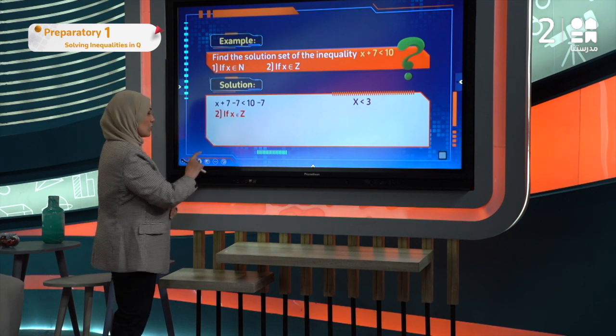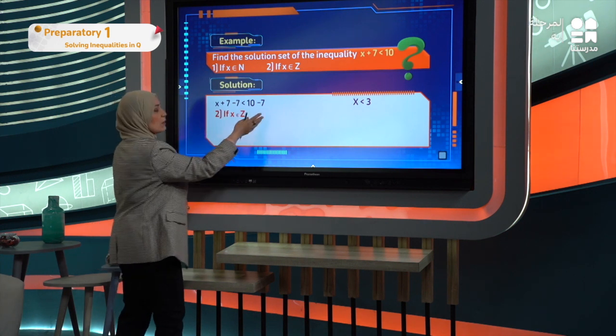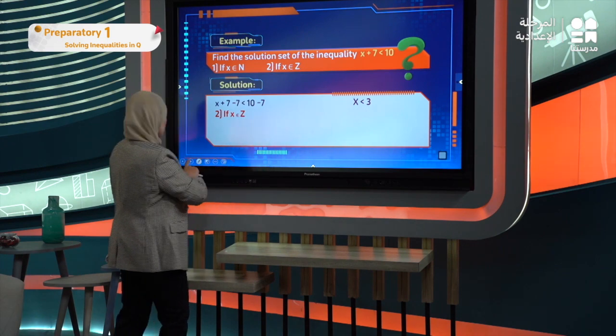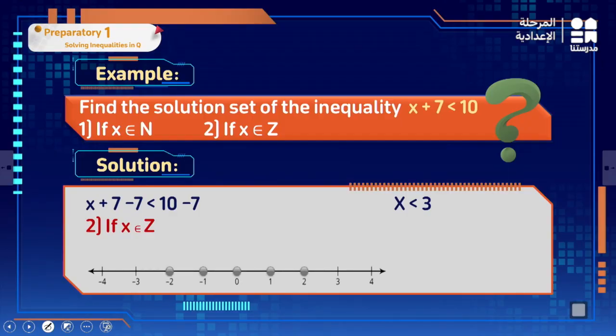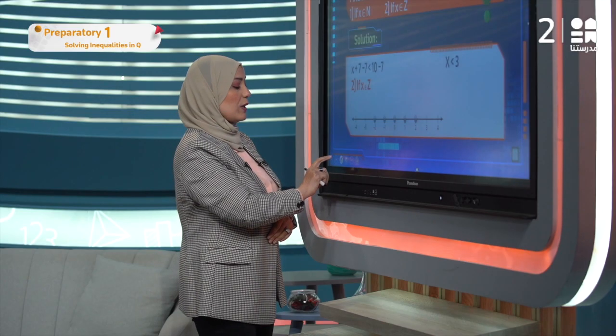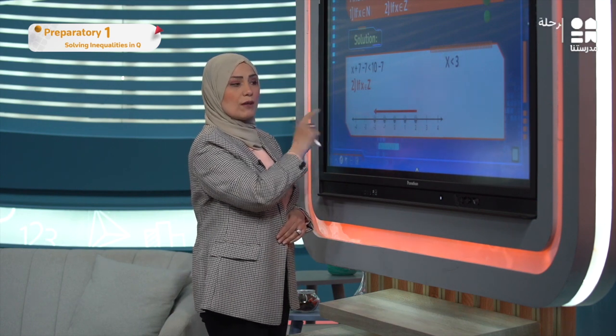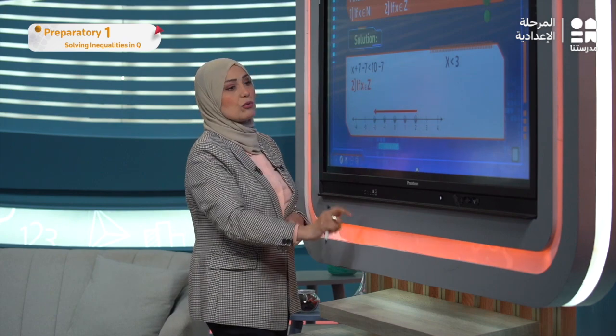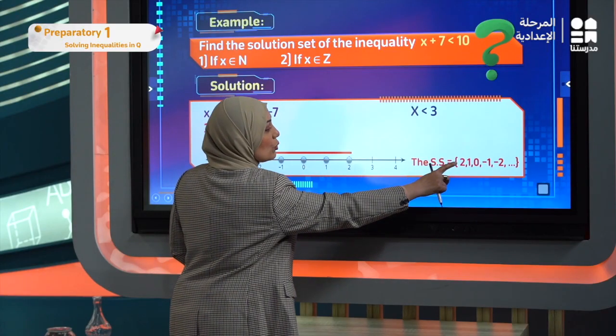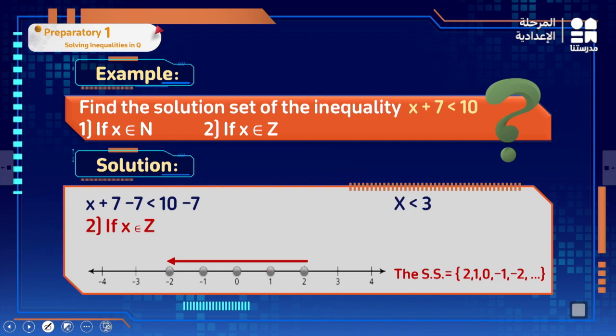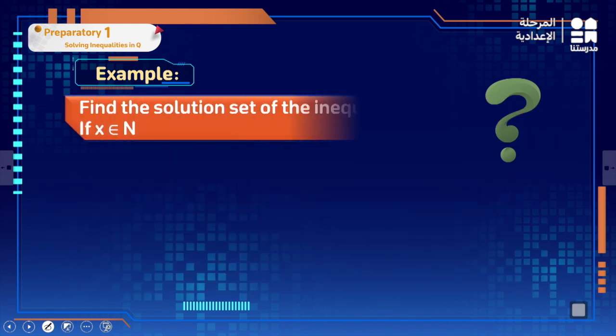If x belongs to Z, the integer numbers, positive, negative, and 0, we are going to take any number less than 3: 2, 1, 0, and move more to the negative numbers: negative 1, negative 2, negative 3, and so on. So we can draw a line above it to take all the values to the left. And the solution set here is 2, 1, 0, negative 1, negative 2, negative 3, and so on.